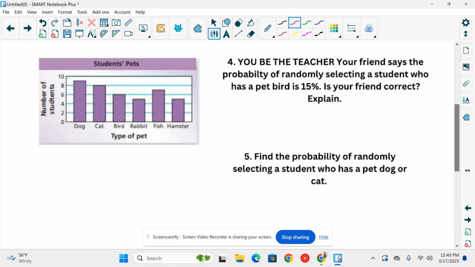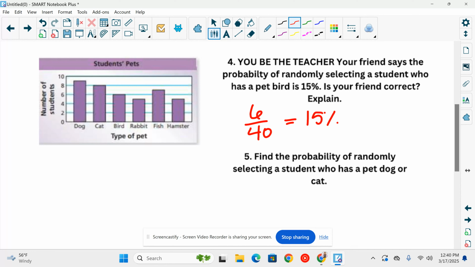All right, was your friend correct? Yes. Finally, our friend is right. It takes them forever to be right, and they're finally right. Okay, so it was 6 over 40, converted to a percent gave you 15%. Okay, your work should have been explanation enough.